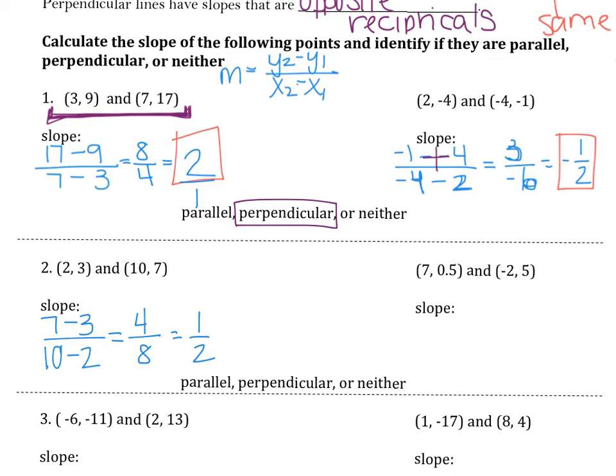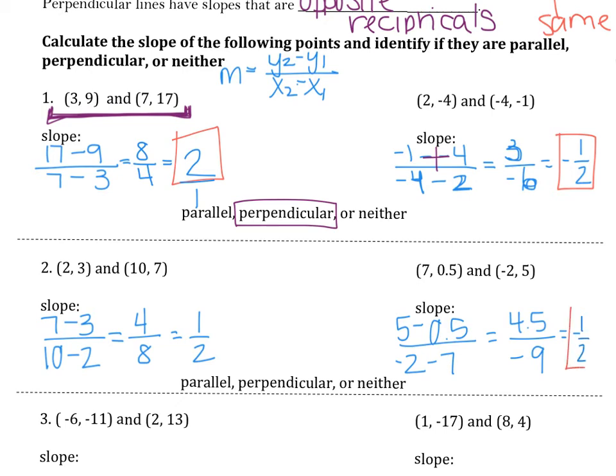In this second one, I have 5 minus 0.5 all over -2 minus 7. I'm going to simplify. So this is going to be 4.5 all over negative 9. When I simplify this, it's going to be a negative, and I can type this in my calculator, but you end up getting 0.5. So I'm going to write that as a fraction. When I write this as a fraction, I end up getting 1 over 2.